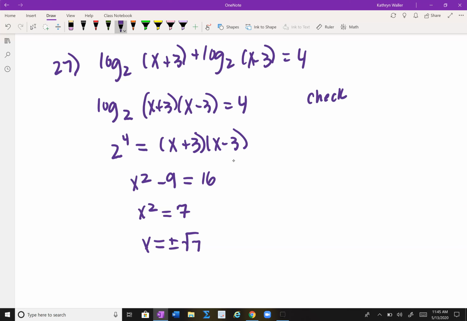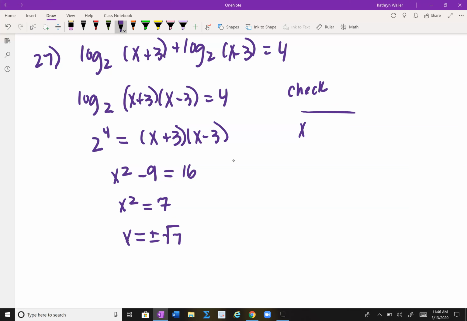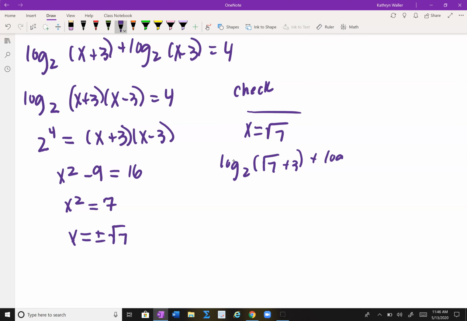Since the original problem is given in log form, I'm required to check it. So I have to write the word check, and then I have to write down x equals the square root of 7. So that's going to be log base 2 of the square root of 7 plus 3 plus log base 2 of the square root of 7 minus 3, close it, equals 4. Leave the equals 4 alone.